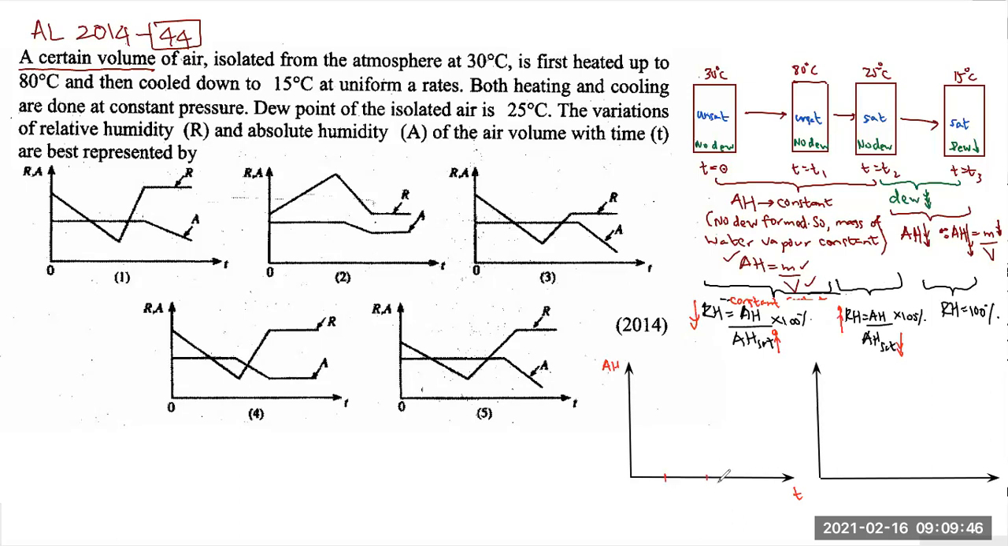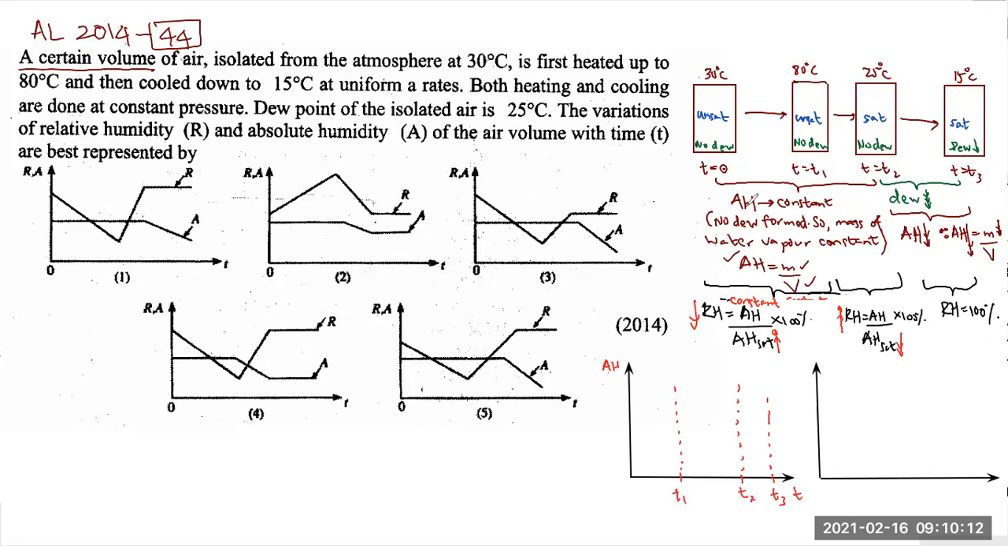T1, equal constant rates. So T1, T2, T3. Between T2 and T3 there must be a small gap, because the temperature is reduced by just 10 degrees. We have done all the analysis. It's just a matter of putting everything into a graph. This is T1, this is T2, this is T3.